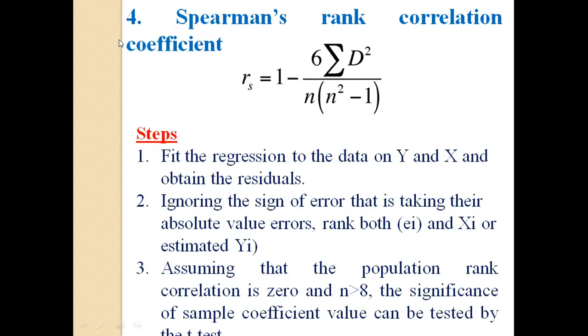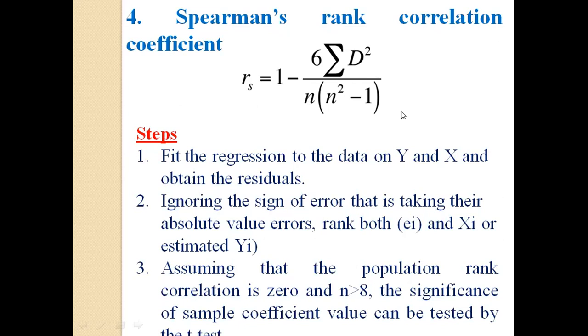Then the fourth one is the Spearman rank correlation. As you know, the rank correlation formula is simple: 1 minus 6 sigma d square divided by n into (n square minus 1), or else 1 minus 6 sigma d square divided by (n cube minus n). Instead of writing n here, we can put n into n square, that is n cube, and minus n. That is the simple correlation coefficient, the Spearman rank correlation formula.